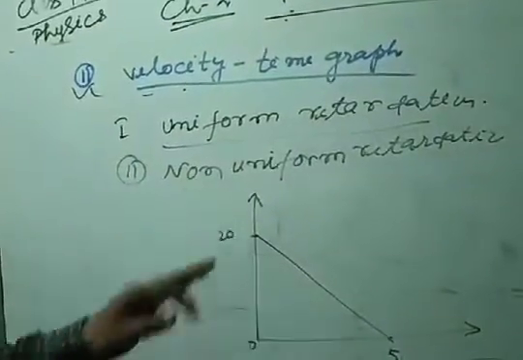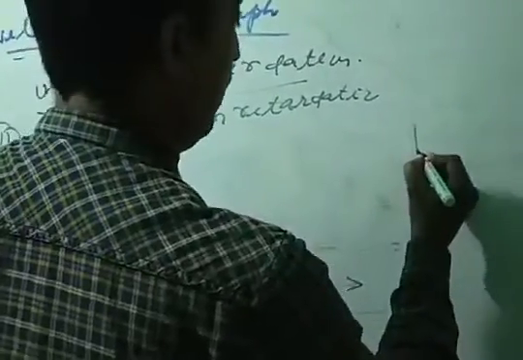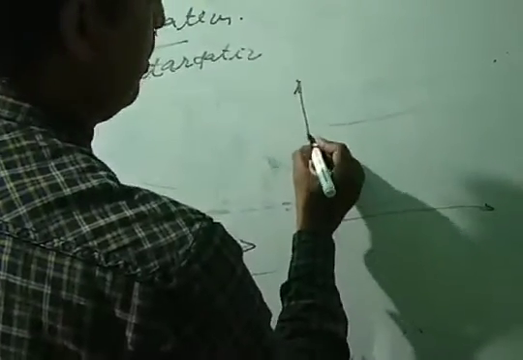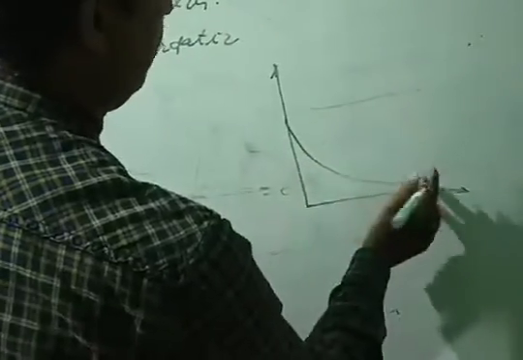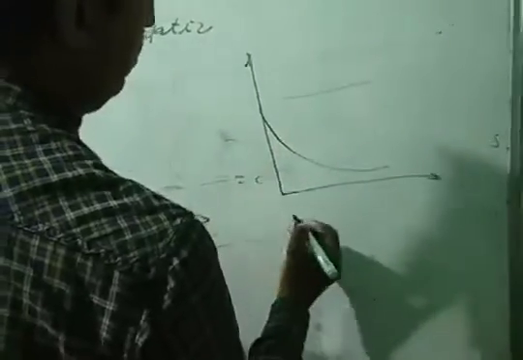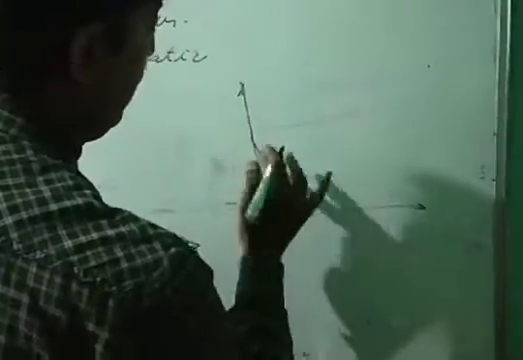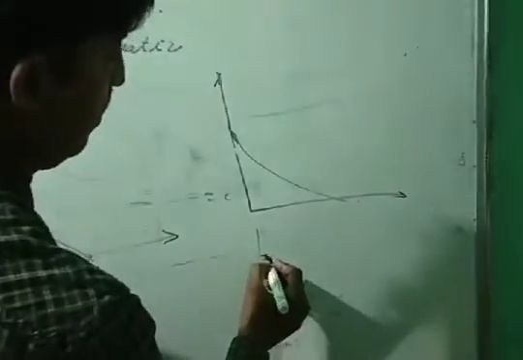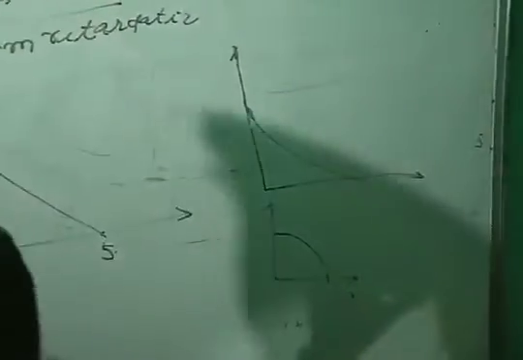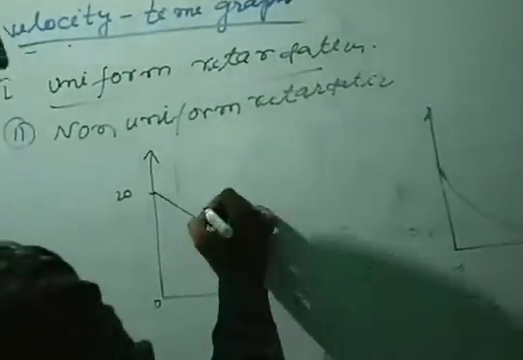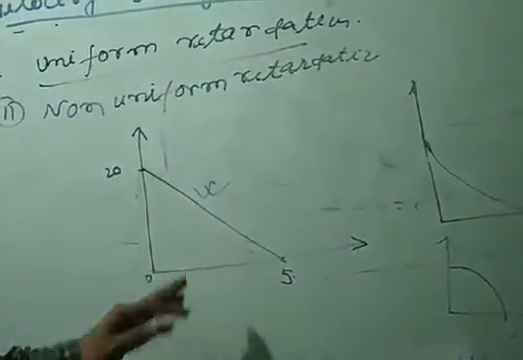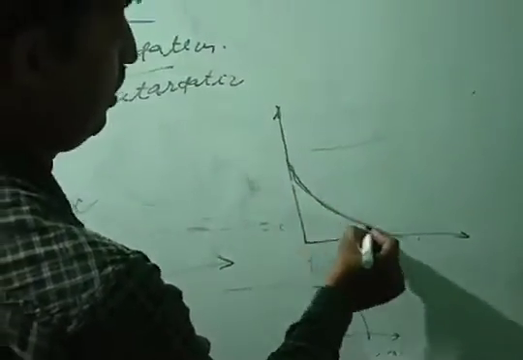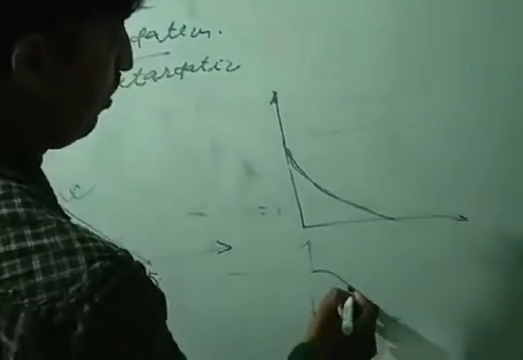In the case of non-uniform retardations the line will be curved, of this type, or this type, or this type. So in case of uniform retardation, this type of straight line graph can be drawn, and in the case of non-uniform retardation, the graph will be this type or this type.